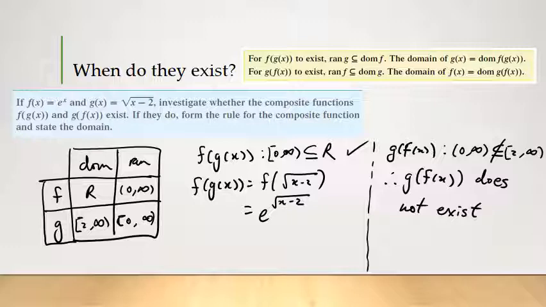Now, I almost missed the last little bit. It's to state the domain of f of g of x. The domain will always be whatever the domain of g of x is. So it's going from 2 to infinity.